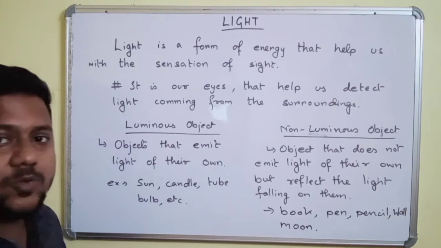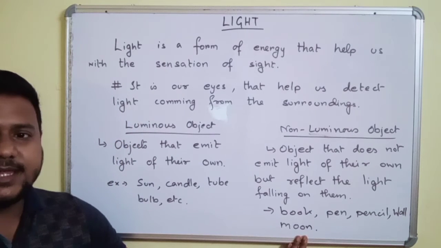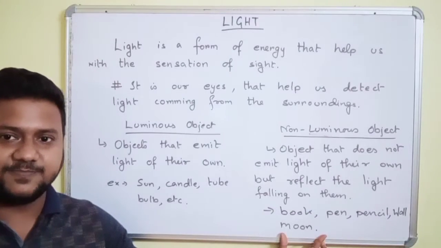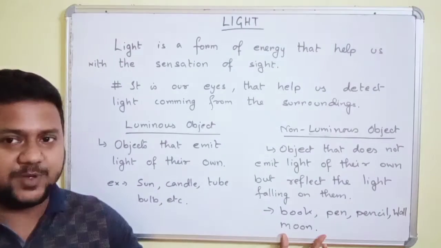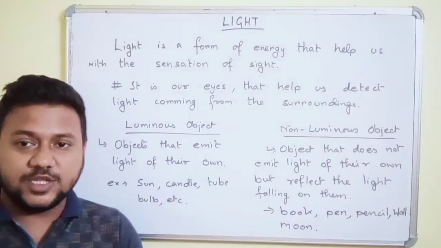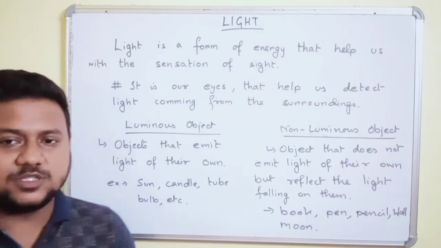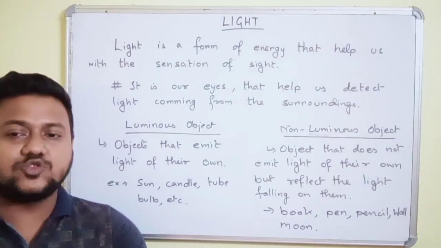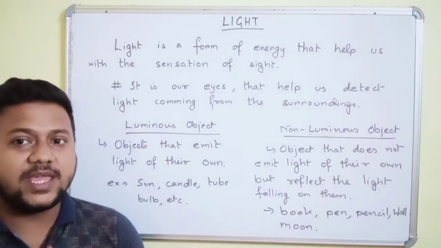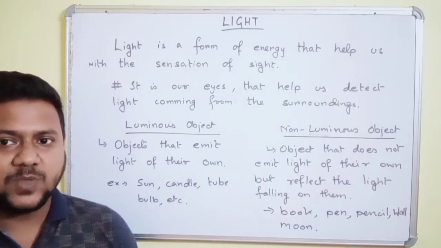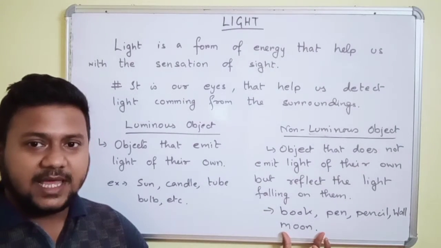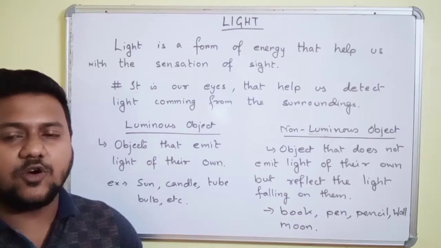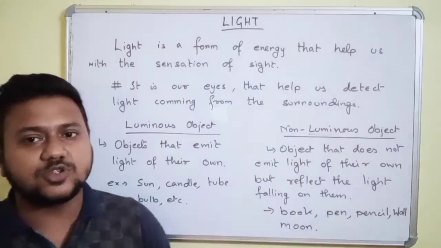Moreover, you can also talk about the moon. We know that the moon actually gives us light during the night. Why does it happen? It is because the light of the sun falls on the moon, and then the moon reflects the sunlight towards the earth, and so we can see the moon. So it is not the moon which is giving light, it is the moon that is reflecting the light of the sun, and hence it is a non-luminous object.